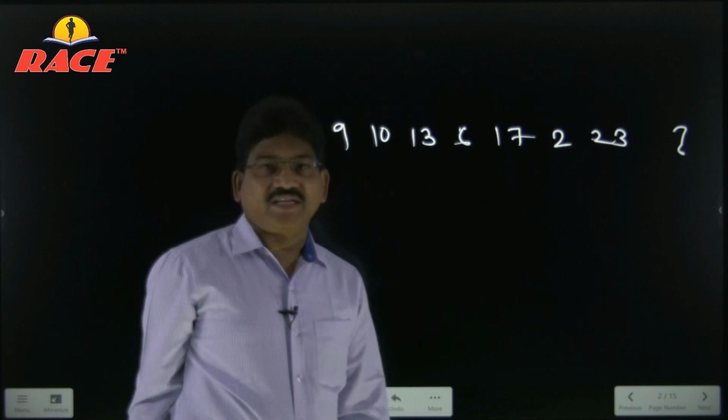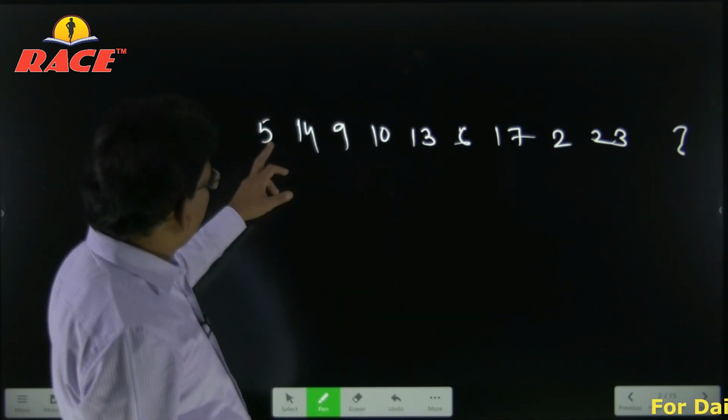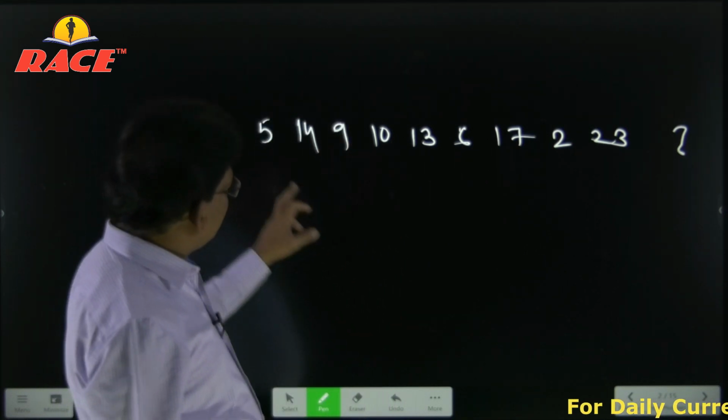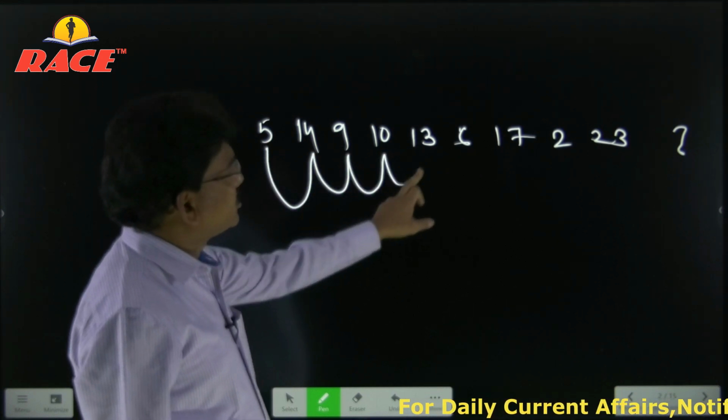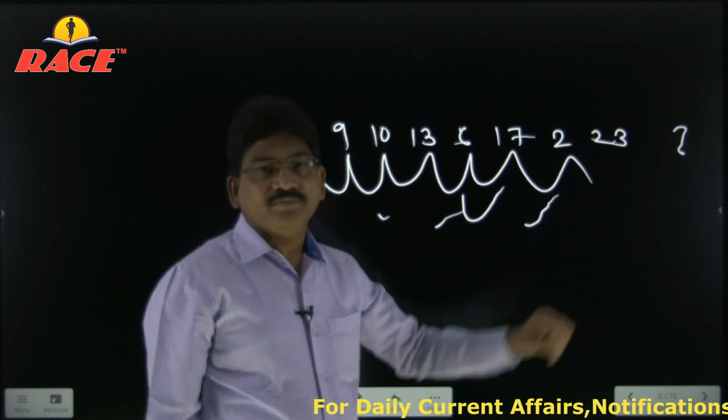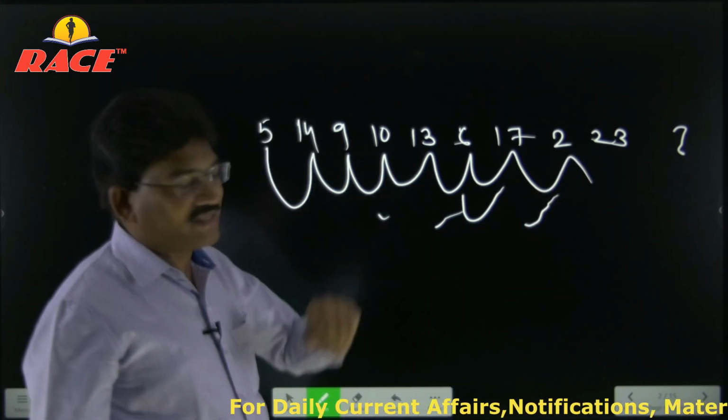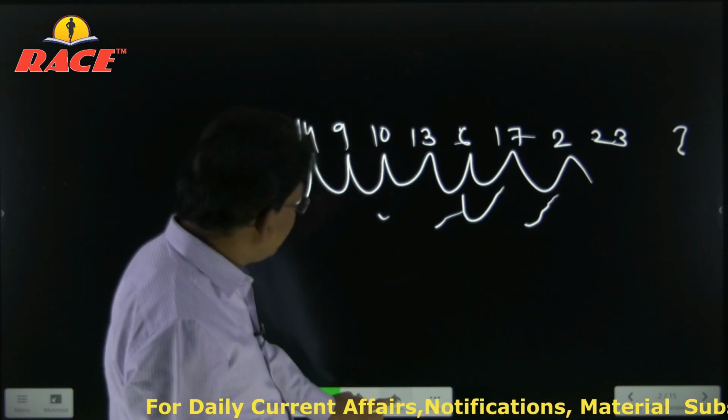And they'll ask you, what is the next number? You observe 5, 14, 9, 10. So what happens? 9, 5: increased, decreased, increased, like this one. Decreasing, increasing. So this is called alternative series. You just observe what happens.